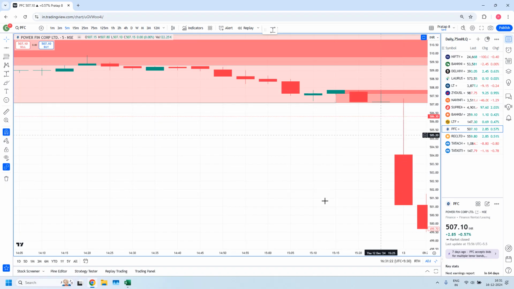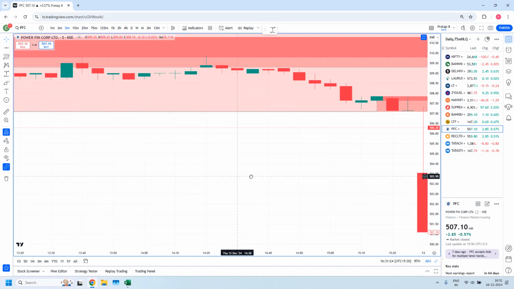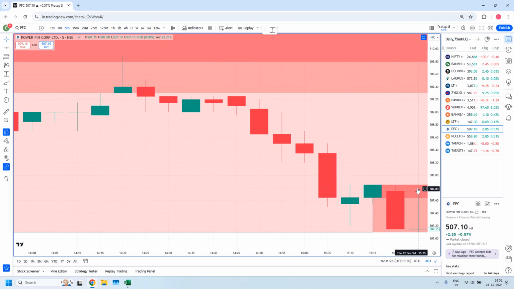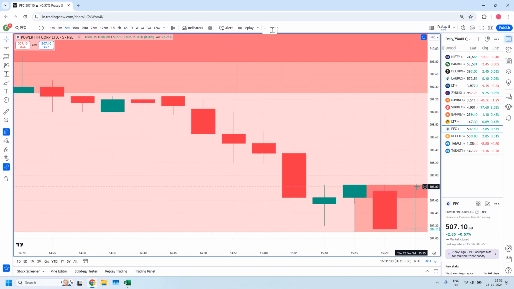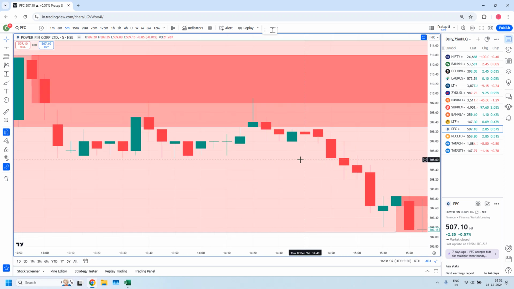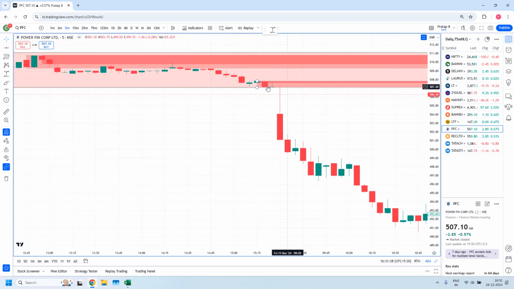But that is not good enough to take a trade next time, because a very small area is there. We don't know how strong the order flow is. It is highly risky to take the trade. So that's why you should consider this also a tested zone.